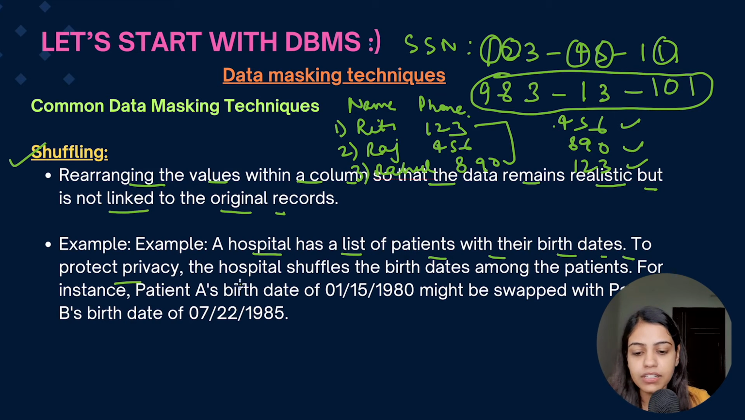To protect privacy, the hospital shuffles the birth date among the patients. For instance, patient A's birth date was 1/15/1990, which might be swapped with patient B's birth date, that is 7/22/1985.